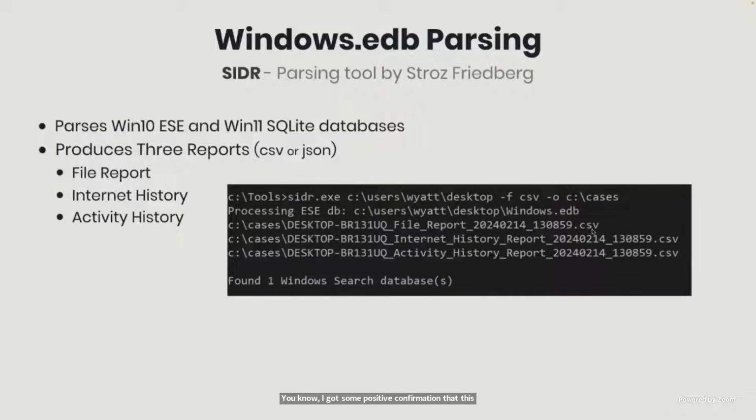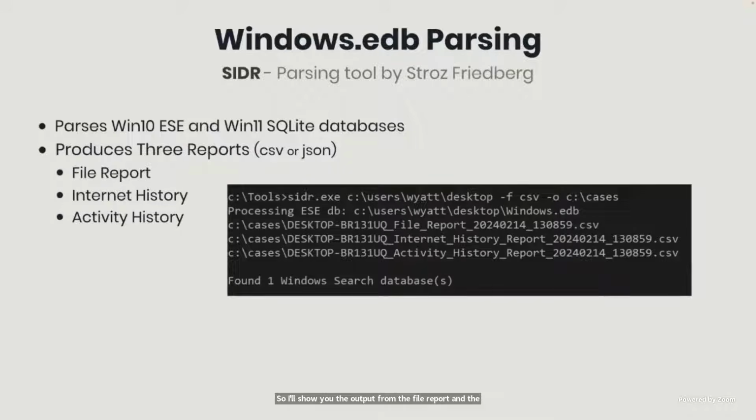It created three outputs, and yeah, this was today. Created three output files, categorizing the entries from the very table we were just looking at, the property store. So we have a file report, the internet history, and the activity history. On the Windows 10 machine that I pulled my Windows.edb from, I didn't have any activity cache enabled. Didn't have anything to parse. So that file ended up being 0 bytes. So I'll show you the output from the file report and the internet history.